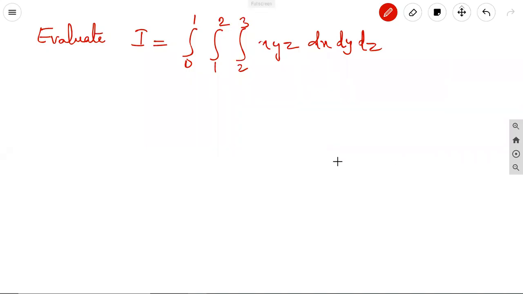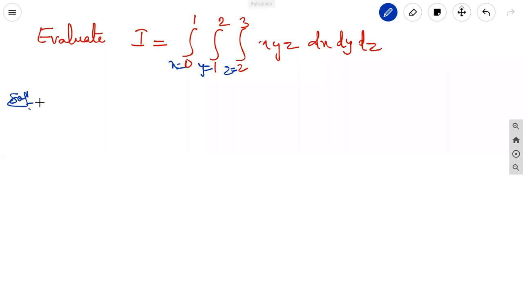Let us discuss some problems on the triple integral. Evaluate I equal to integral 0 to 1, integral 1 to 2, integral 2 to 3, xyz dx dy dz. This is z limits, this is y limits, this is x limits. The integral variable order is in that only.